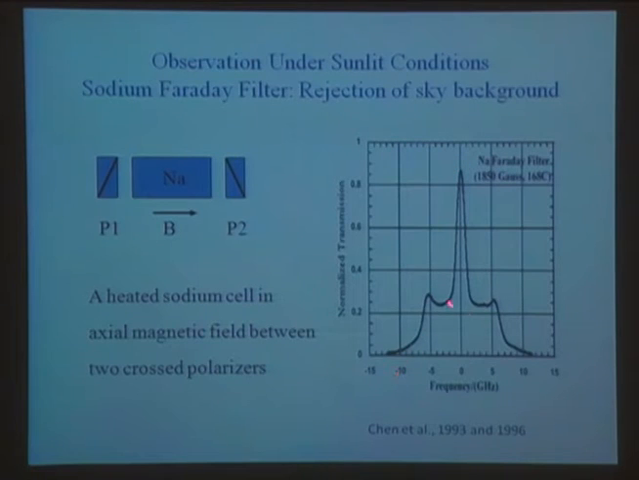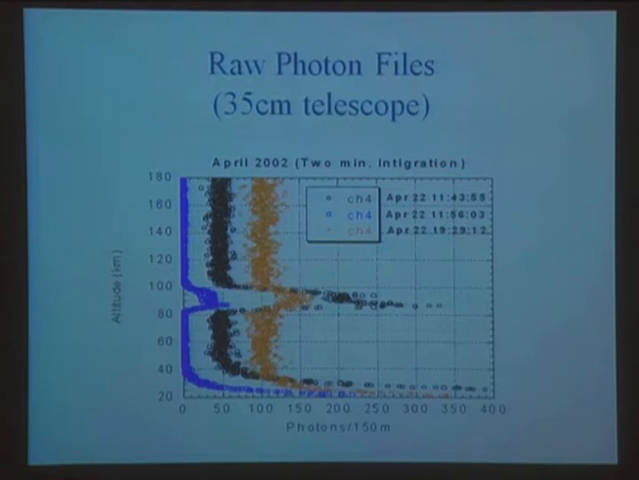And notice this curve is experimental. There's some wiggling here. It's not a theoretical simulation. So with this kind of device, we can now do 24-hour observation. Next slide, please. So this is a raw signal of what we are doing.